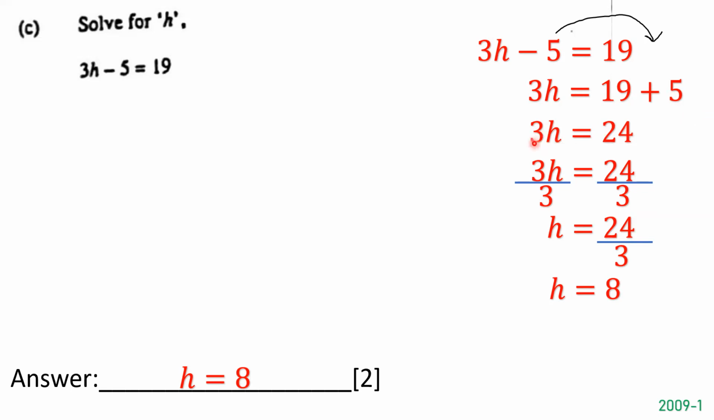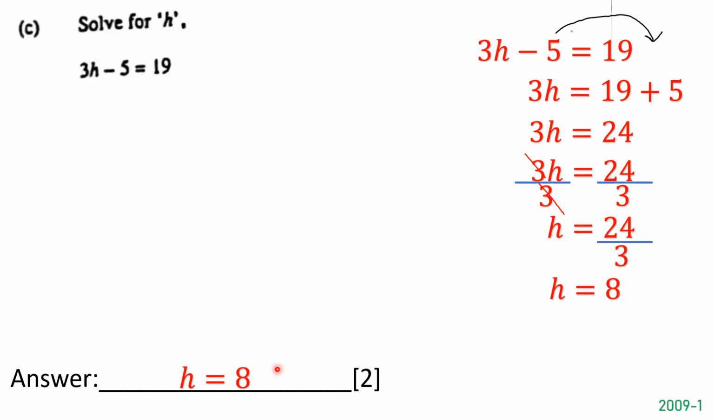And so here we want to divide both sides by the coefficient of h, which is 3. Now, what is 3h divided by 3? And what is 24 divided by 3? Well, 3h divided by 3, we can cancel out the 3's, and so we're just left with h. h equals 24 over 3. And 24 divided by 3 is definitely 8. And so that means that h is equal to 8.